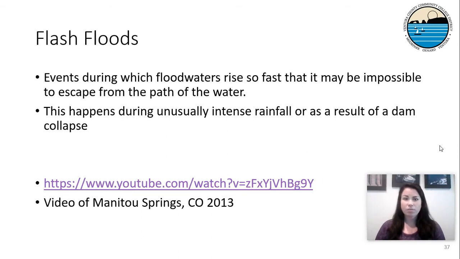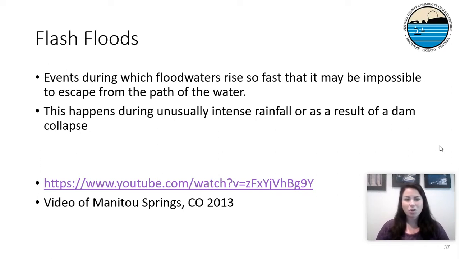versus a flash flood, which is where an event rises so fast that you can't really escape the path of the water. The path of the water may be unknown because there's so much water that you just don't know where it's going to go. And this is usually caused by intense rainfall or a dam collapse.